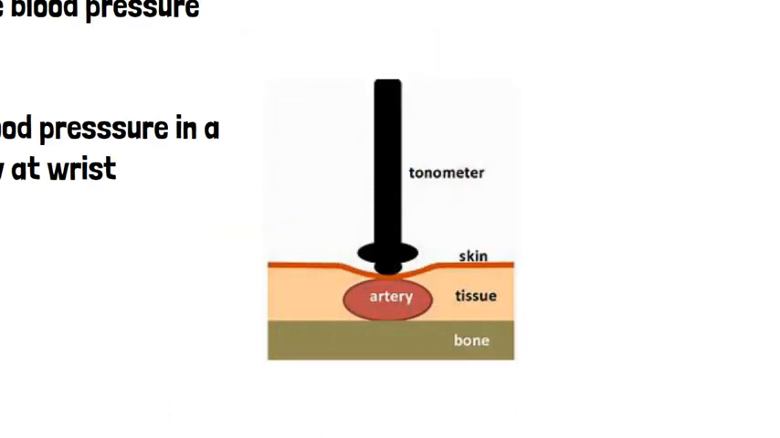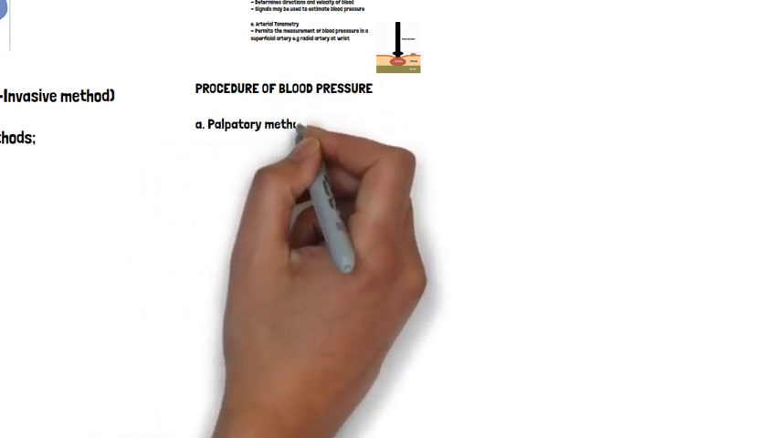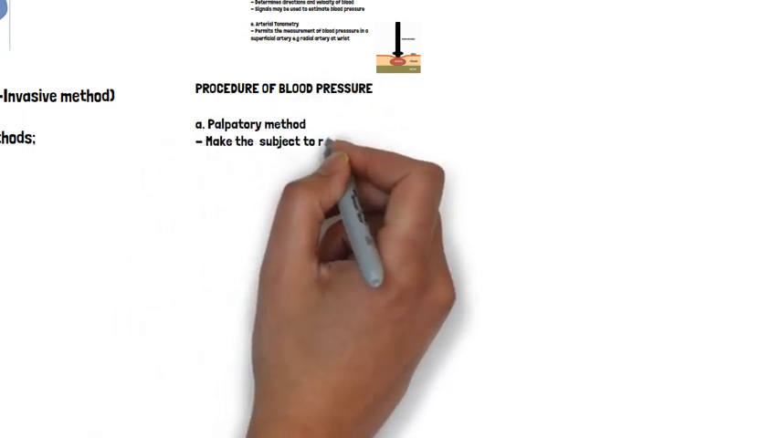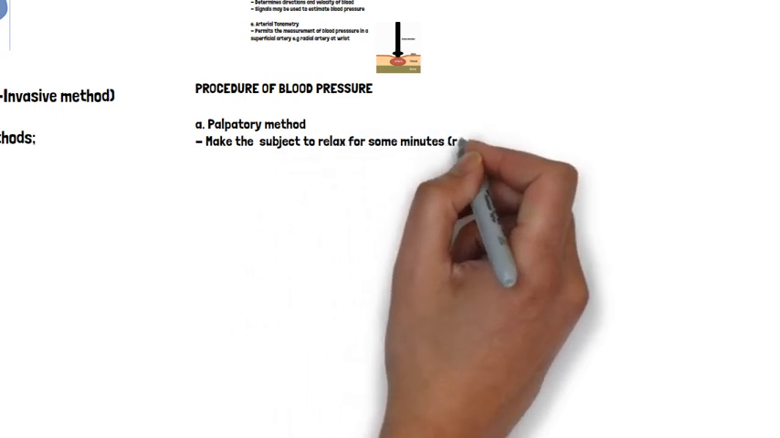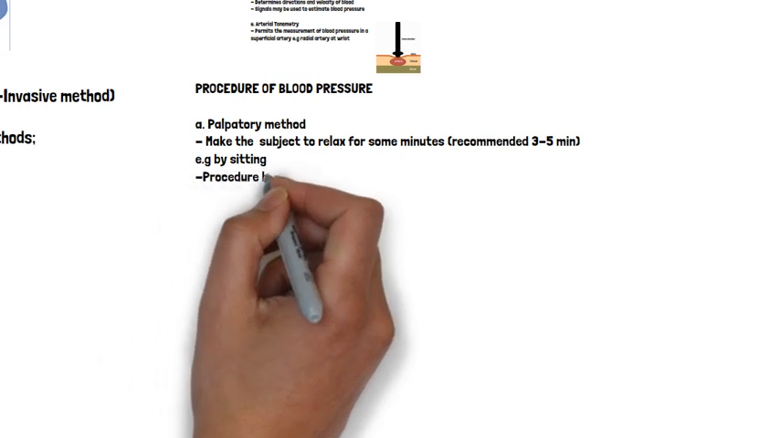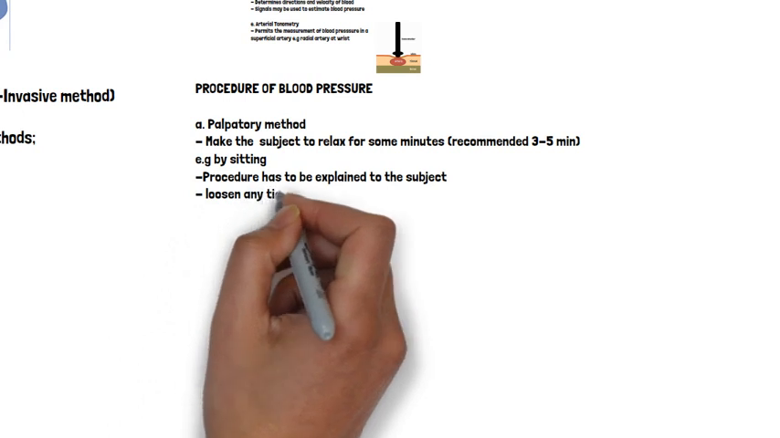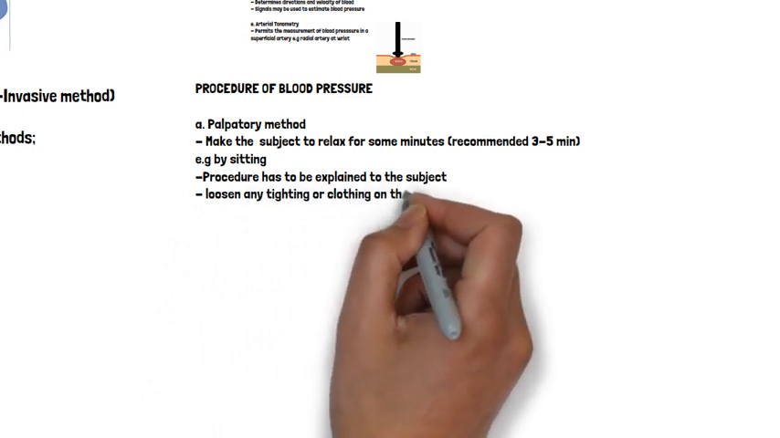The next thing to be looked at is the procedure of blood pressure measurement. Traditionally, the usual procedure is starting with the palpatory method and ending with the auscultatory method. So first of all, we start with the palpatory method. First, let the patient sit on a chair and relax for some minutes, 3 to 5 recommended, and explain the procedure to the patient and make them comfortable.